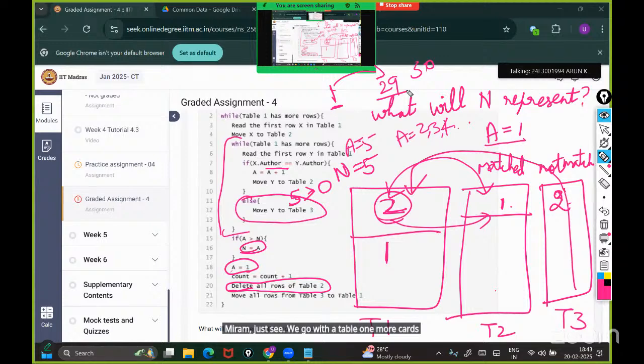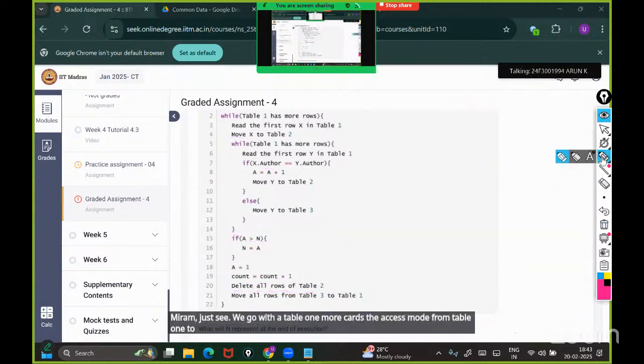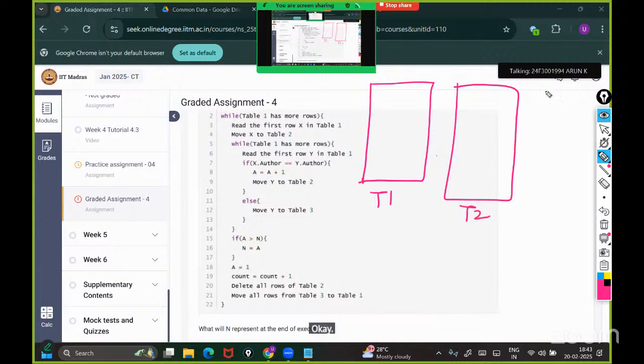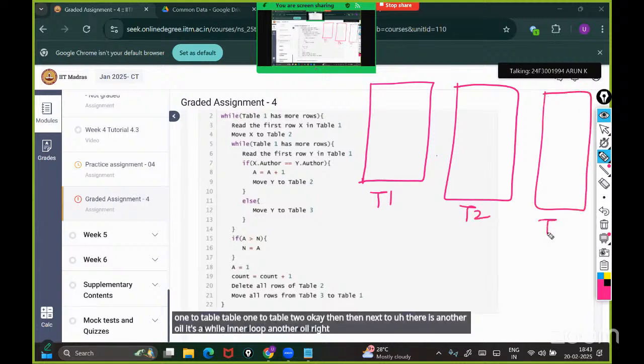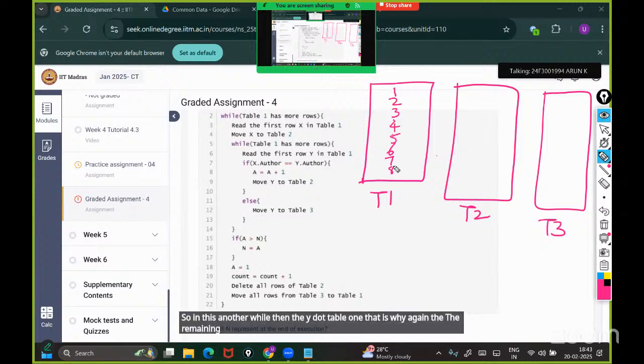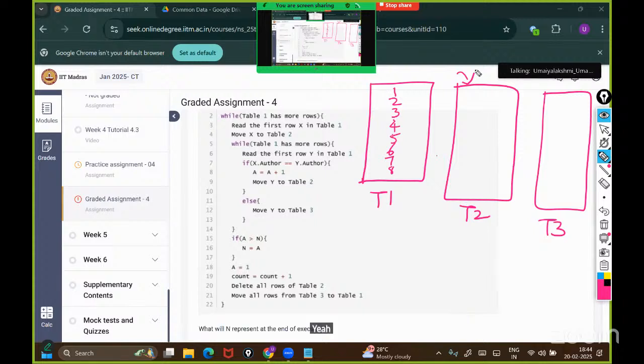X is moved from table 1 to table 2. Then next there is another while, an inner loop. In this while, the y dot table 1, the remaining cards, the top card of number 2 is read and compared, and it is matching. Matching means that y, that 2, will be moved to table 2 again, right?